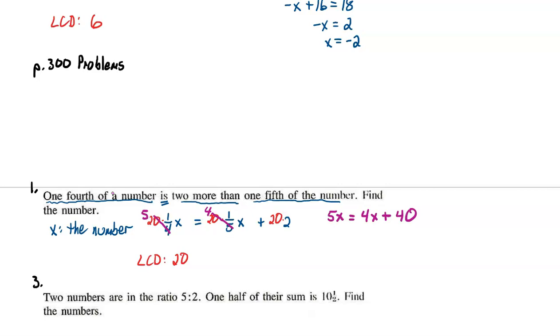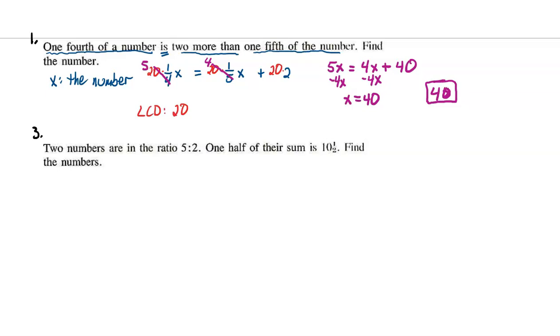Now we can solve this equation. Collect the x term on the left side by subtracting the 4x. This makes x equals 40. What was the letter x representing? It was representing the number. The question asks us to find the number. And so our answer is 40.